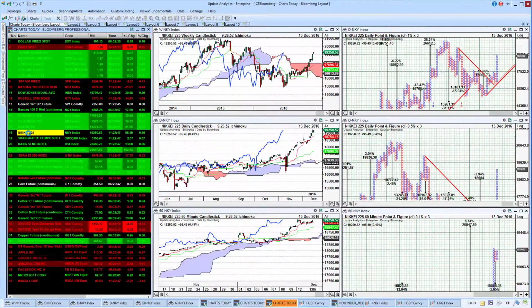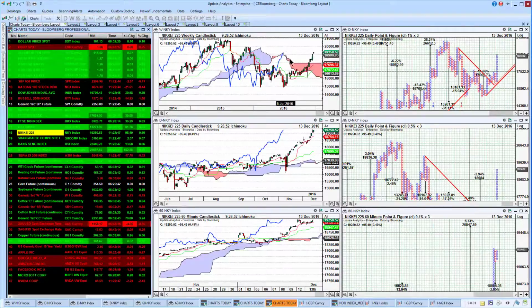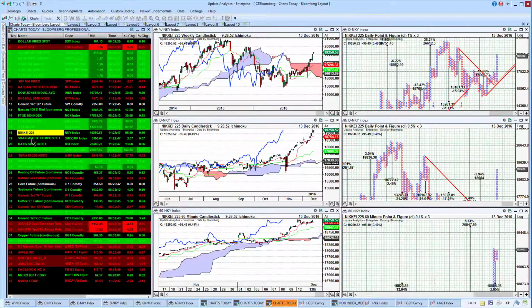Tokyo overnight continues to rise, weaker yen helping, coming through on that weekly cloud now. So that's a long-term bullish transition.